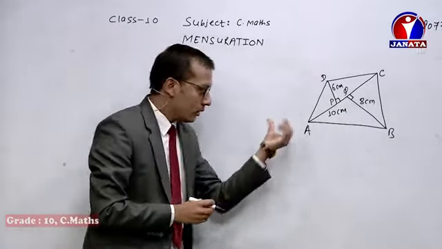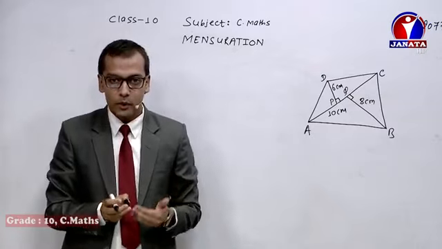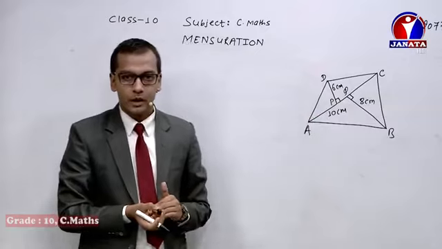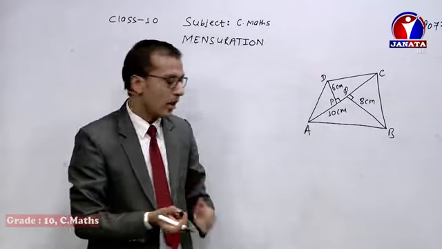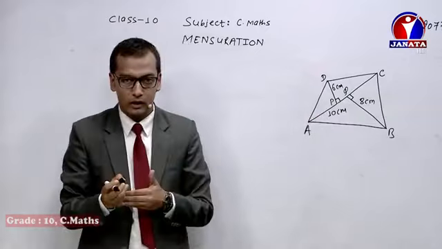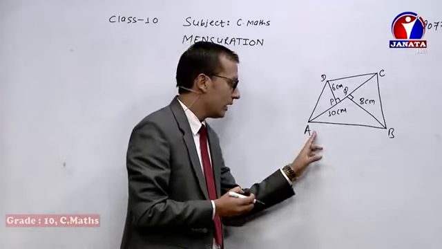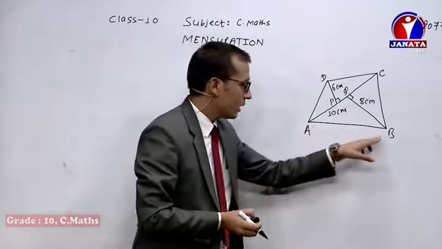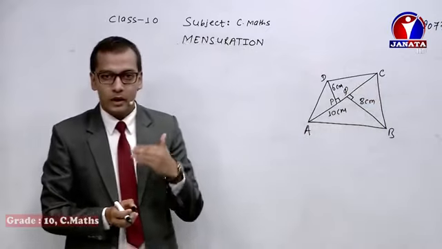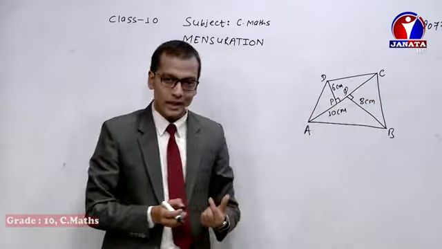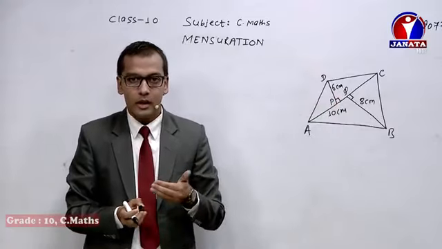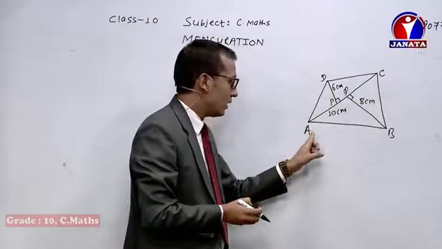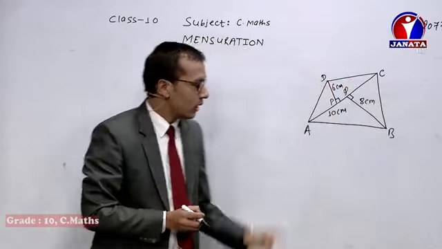We can use simple concept here. In this quadrilateral, there are 2 triangles. We can divide this quadrilateral into 2 triangles, which are upper triangle ACD and lower triangle ABC. So area of this quadrilateral is sum of the areas of 2 triangles ABC and ADC. Let's do this.